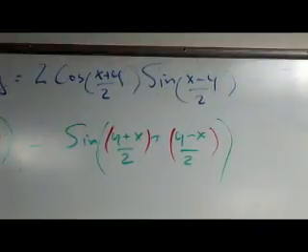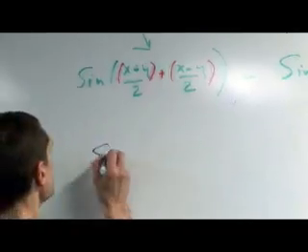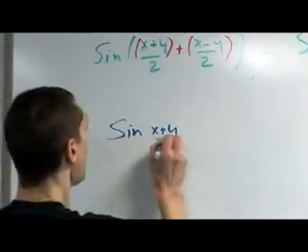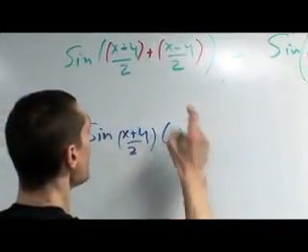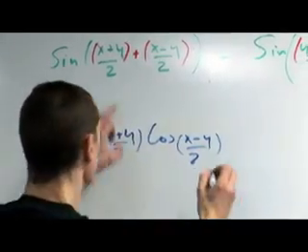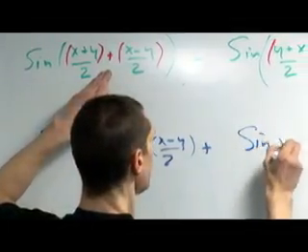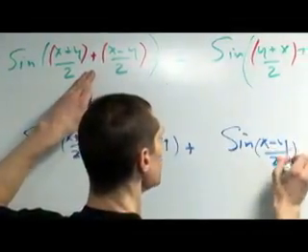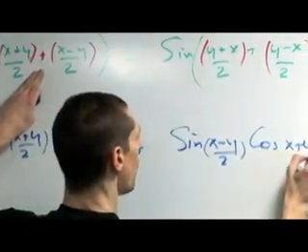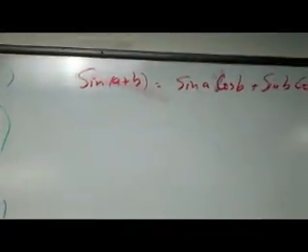So now I'm just going to follow the formula. So this is sine of (x plus y)/2 times cosine of (x minus y)/2. And still coming from this is going to be plus sine of (x minus y)/2 times cosine of (x plus y)/2. That's incorporating this formula. A and b respectively are a and b.